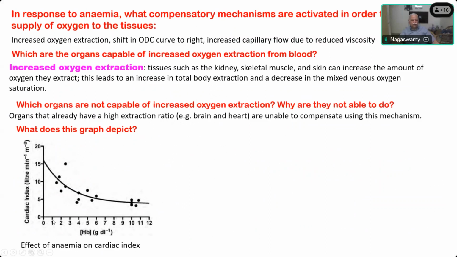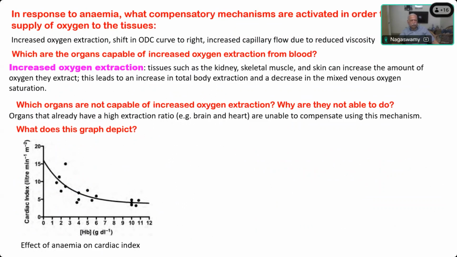If the patient has a very low hemoglobin, say here 1, 2, 3, 4, of course, survival at these levels will be very, very difficult. But compensation is done by the body to increase the cardiac index as much as possible. When you have a normal hemoglobin value, what is the normal value of cardiac index? 2.4 liters per minute per square meter of the body. Okay, normal cardiac index is 2.4 liters per minute per square meter of the body.